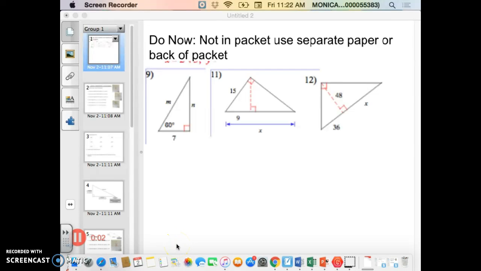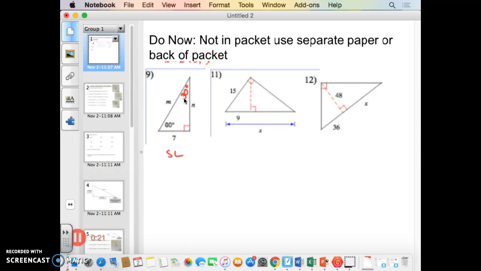Okay, so this is a quick review of what we learned on day 1 and day 2. So this is a 60, so we know this is going to be 30 degrees. Okay, so this is a 30, 60, 90, which is a special right triangle. So I know this is the short leg, this is the long leg, and this is the hypotenuse.